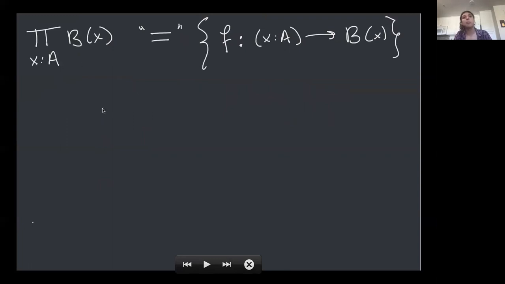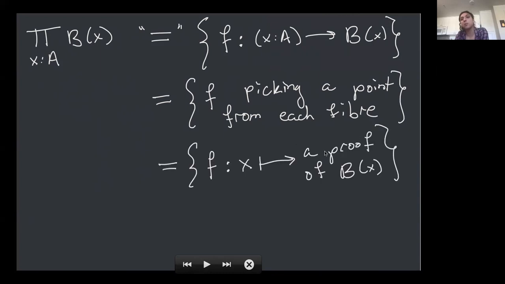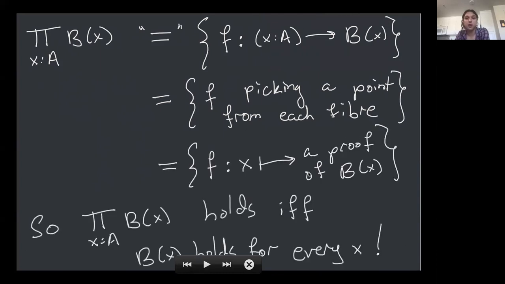So what about product types? I have x of type A, B of x. You want to think about this as being equal to the type of all functions that take an x in type A and give me a B of x, right? So this picks out a proof, I did the geometric one first. So this picks out a point from each fiber, right? Or you can think about it as picking out a proof for each x. And so this pi type holds if and only if B of x holds for every x.